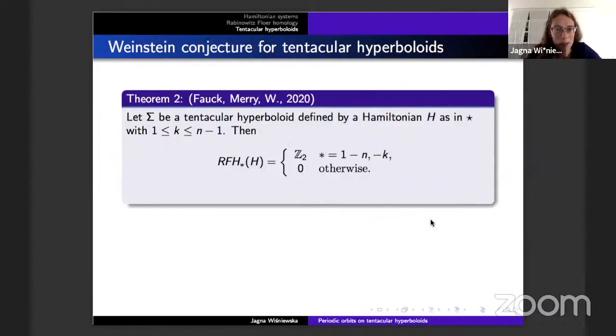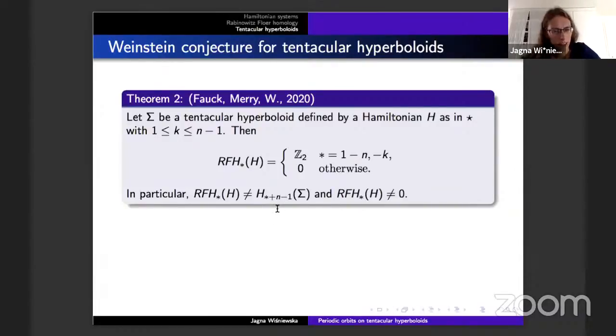In our recent paper with Alexander Falk and Will Murray, we were able to calculate the full Rabinowitz-Floer homology for the whole class of tentacular hyperboloids that I defined before. And it turns out that, even though at first glance it does have two generators, those appear in different places than the one coming from the shifted singular homology. So in fact, the Rabinowitz-Floer homology of those is not equal to the singular homology of the sigma of the tentacular hyperboloid, and it's obviously also not zero. Well, that's great. So we know there are periodic orbits.